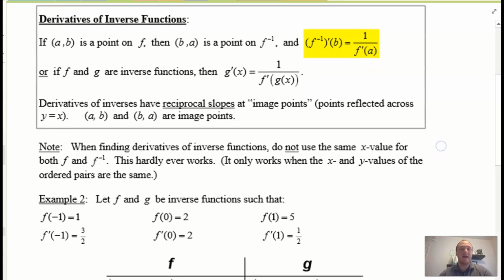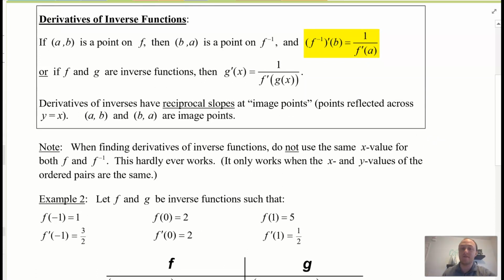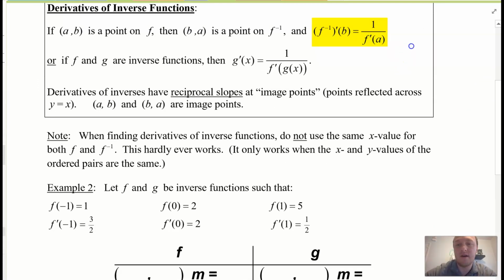It says if (a, b) is a point on f and (b, a) is a point on f inverse, then f inverse prime of b is equal to 1 over f prime of a. Again, what we're talking about is that these functions' derivatives have reciprocal slopes. Reciprocals. Okay, not opposite reciprocals. That's you thinking about the normal line. Okay, just reciprocals. So the sign does not change.